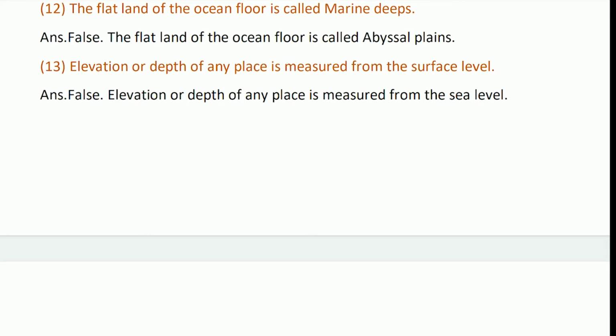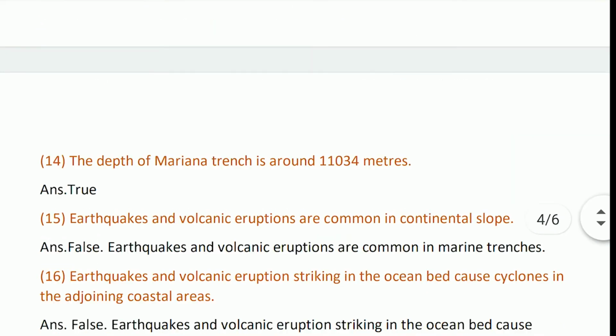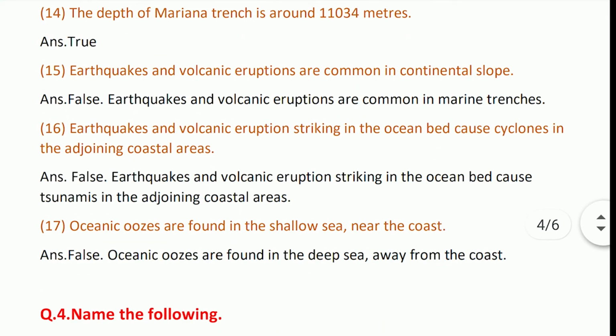Elevation or depth of any place is measured from the surface level. False. Elevation or depth of any place is measured from the sea level. The depth of the marine trench is around 11,034 meters. True. Earthquakes and volcanic eruptions are common in continental slopes. False. Earthquakes and volcanic eruptions are common in marine trenches.